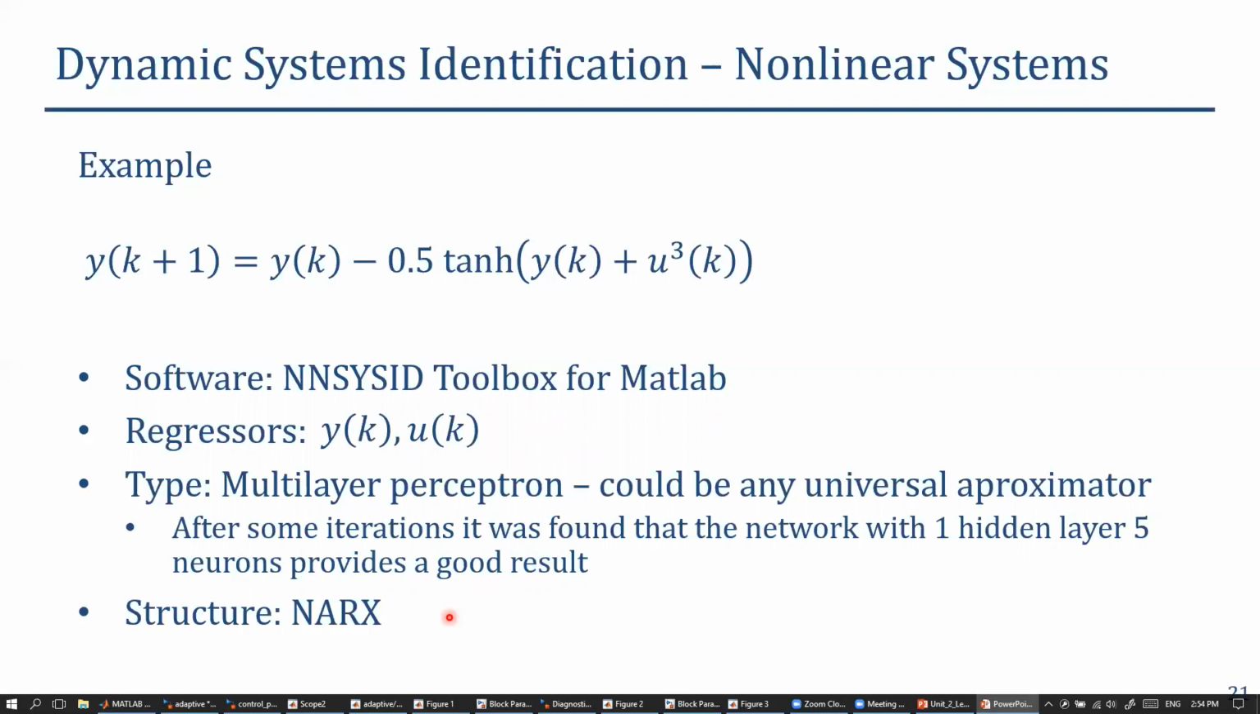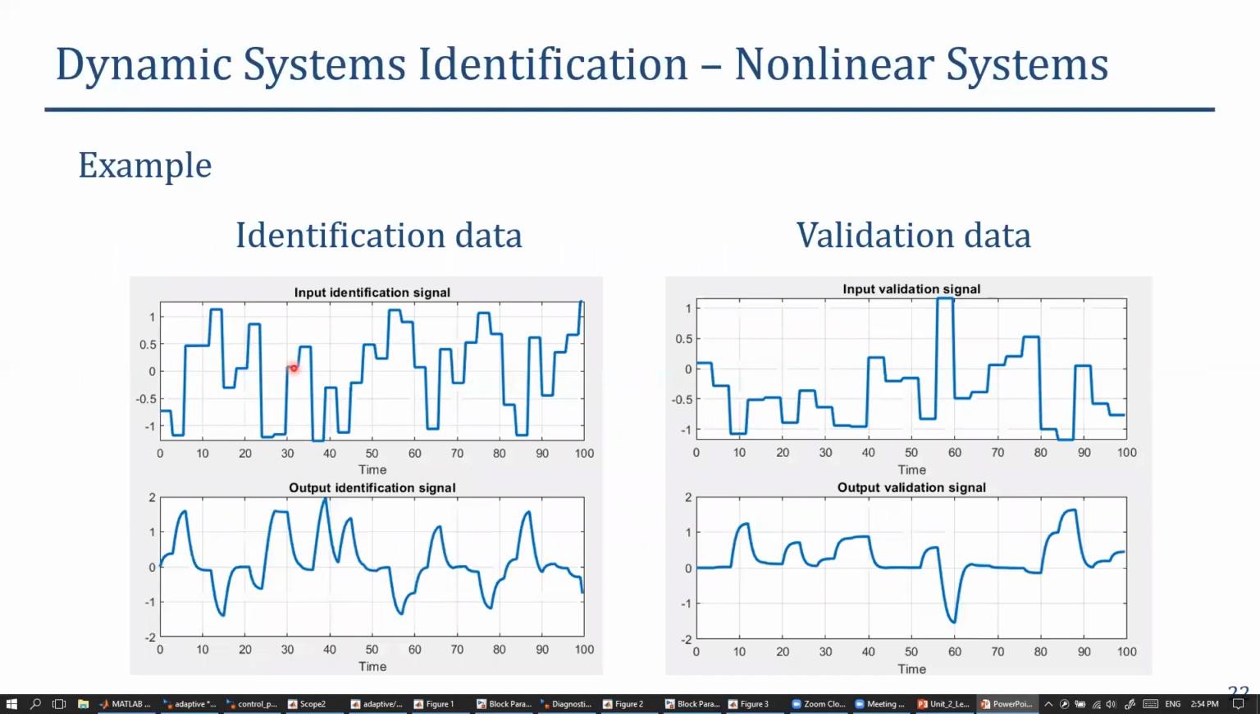After some playing with the system, it was found that one hidden layer with 5 neurons provides a good result. The structure of the model is a nonlinear ARX model. The identification data were like that, input and output.